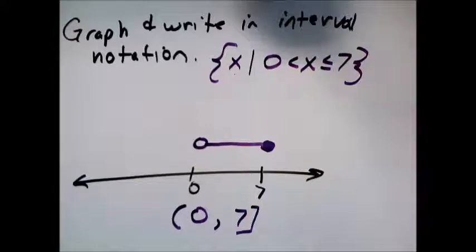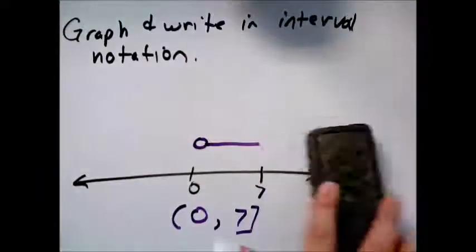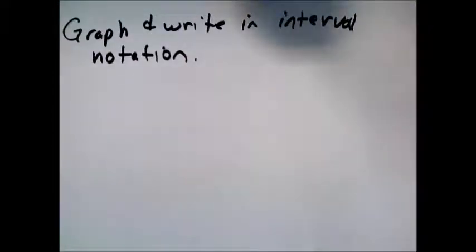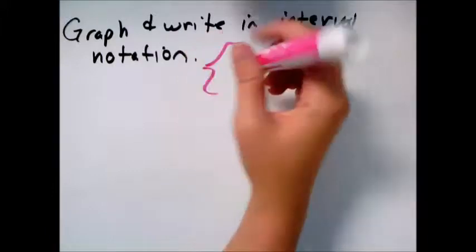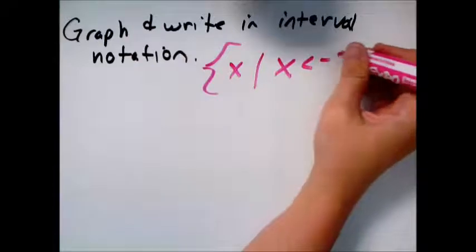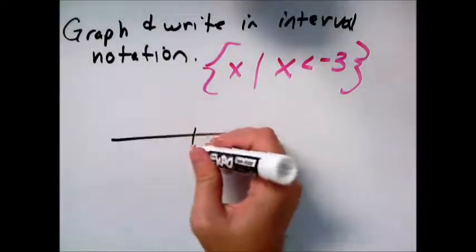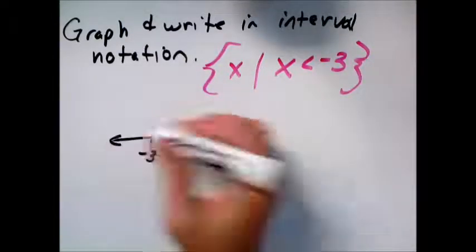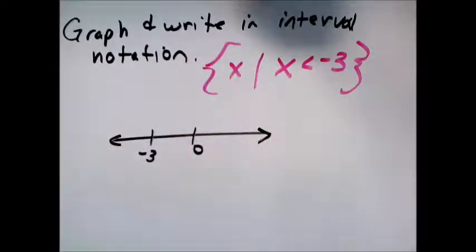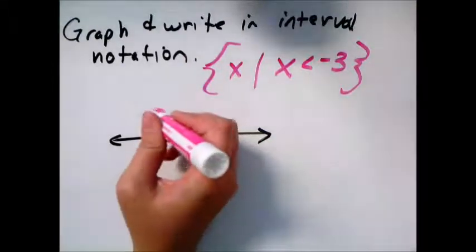All right, let's try another one that maybe is an open-ended set. So let's say they give us x such that x is less than -3. So I want a number line. We'll say here's 0 and here's -3. So where are all the numbers that are smaller than -3? So not including, right? It's not less than or equal to. So open circle. And I go this way.